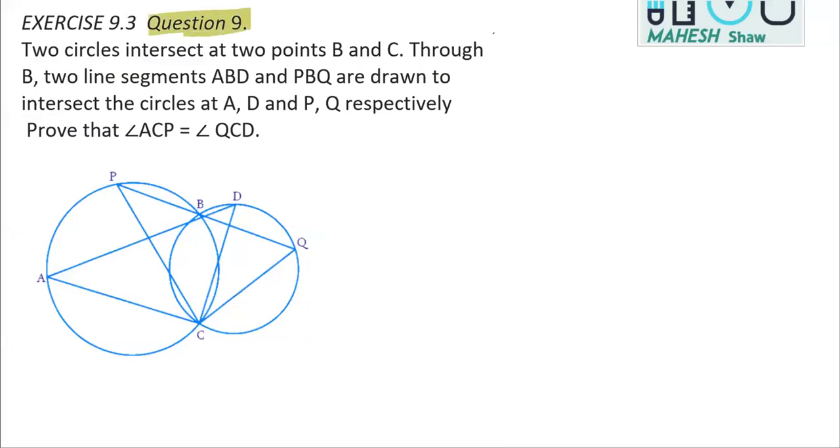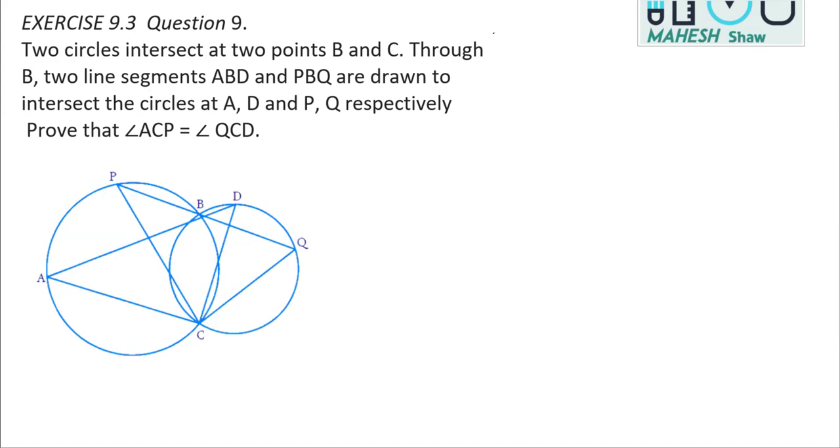I'm doing question number 9 from exercise 9.3. You can see a figure is given where two circles are intersecting at two different points, that is B and C. Through B, lines are drawn touching the two circles at A and D, and through another line segment is drawn, touching the two circles at P and Q. Further, it is joined with C as well. So now we get A, D, P, Q respectively as the points where they are intersecting.